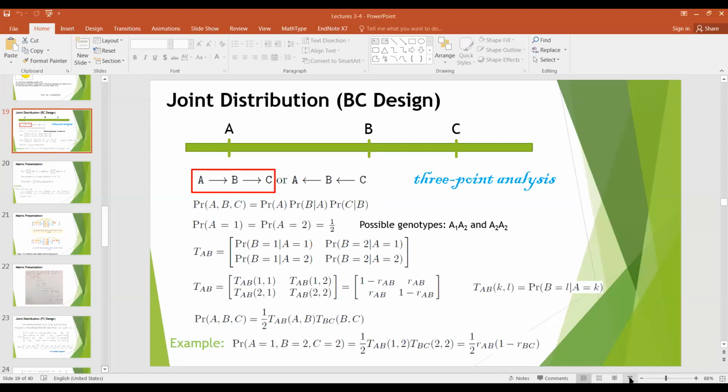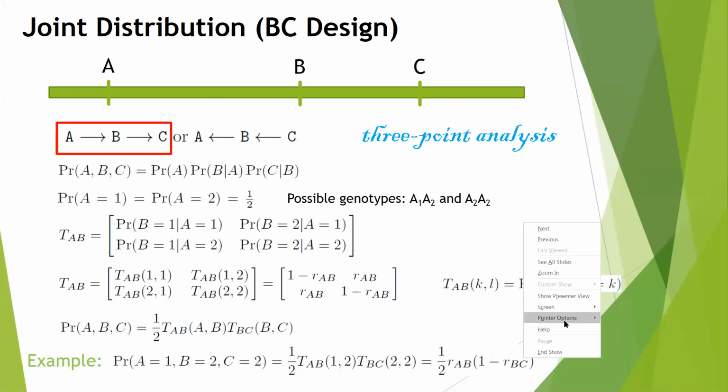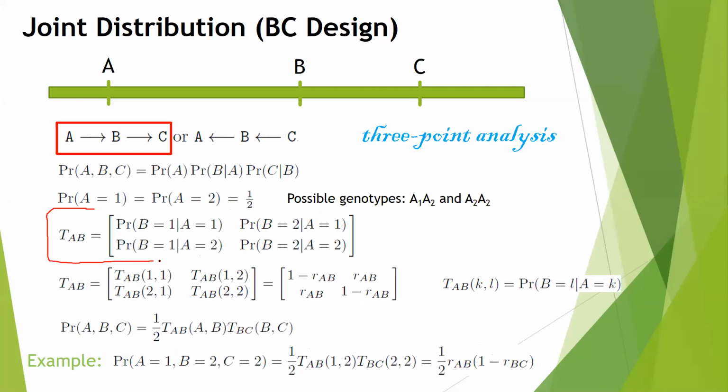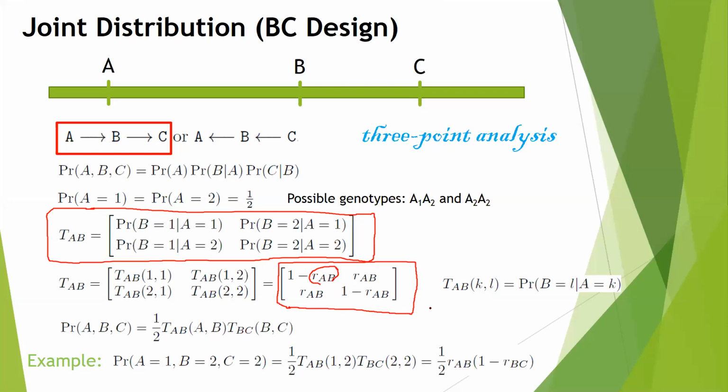Okay, so for the last problem, this is its transition matrix. You need to make a transition matrix like this. Because we knew the recombination frequency, or the genetic distance, between A and B is equal to R_AB, you need to write down a transition matrix for A and B like this. Is that clear? Now we have to do the same thing for B and C, right?